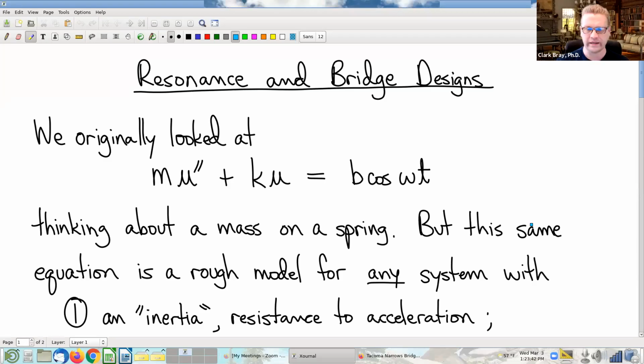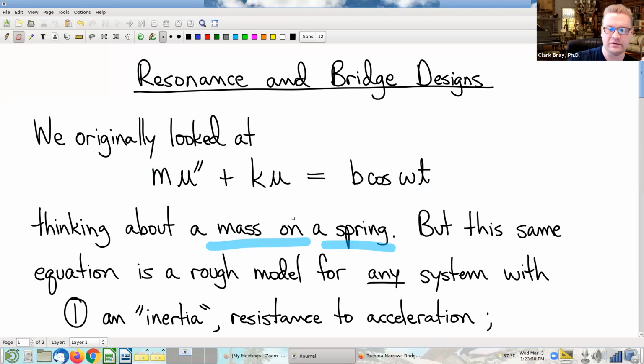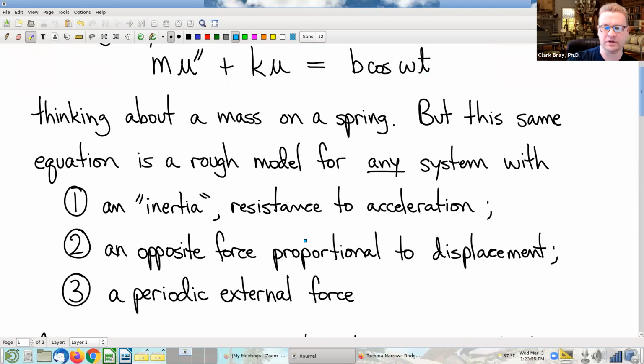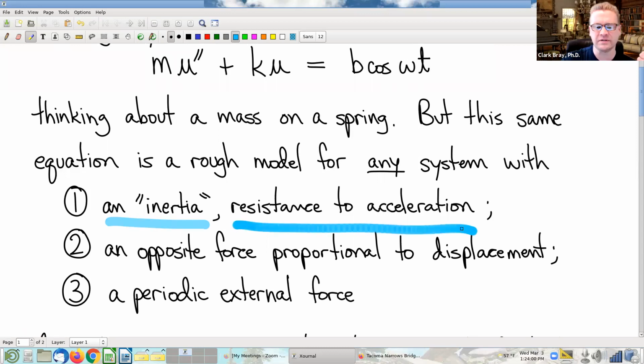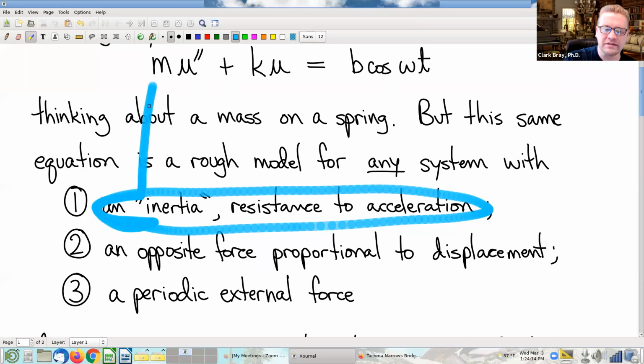So the point here is that this equation that we initially looked at, thinking about a mass on a spring, actually applies to a lot of other systems. So in particular, any system where there's some sort of an inertia, some sort of a resistance to acceleration. If you think about it, that's kind of what mass is, right? Mass is that which, when you apply a force, makes it not want to accelerate as fast, right? F equals ma. So anything that has such a resistance will create a term in your differential equation kind of like this.